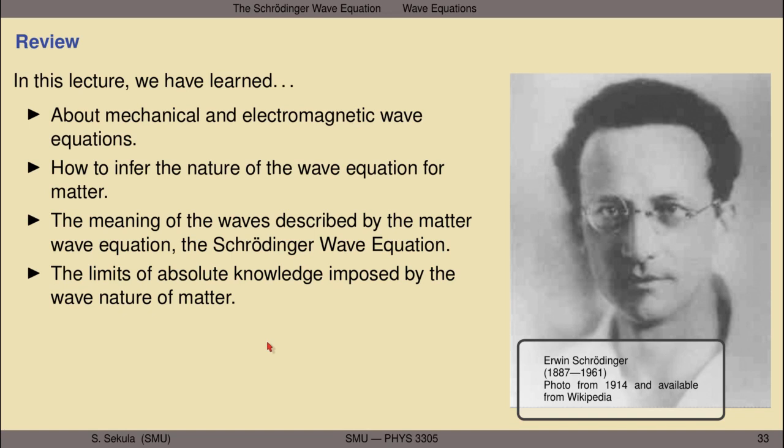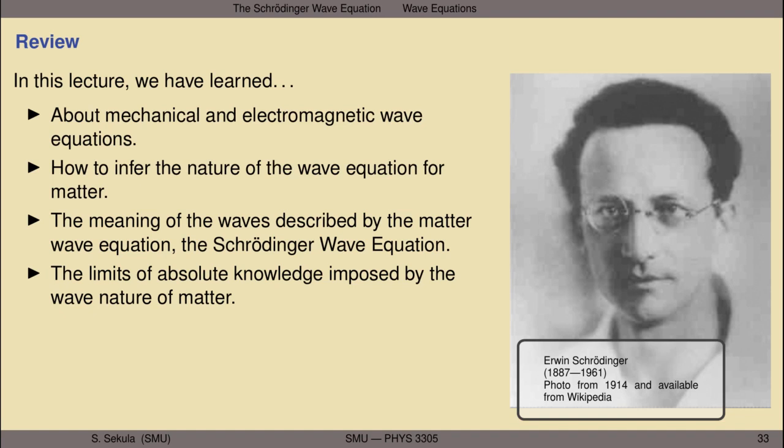So let's review what we have learned in this lecture. We've learned about mechanical and electromagnetic wave equations. And from that, we've learned how to infer the nature of the wave equation for matter. And this has given us some ability to get at the meaning of the waves described by the matter wave equation, albeit by interpreting what's going on based on our experience with the natural world.